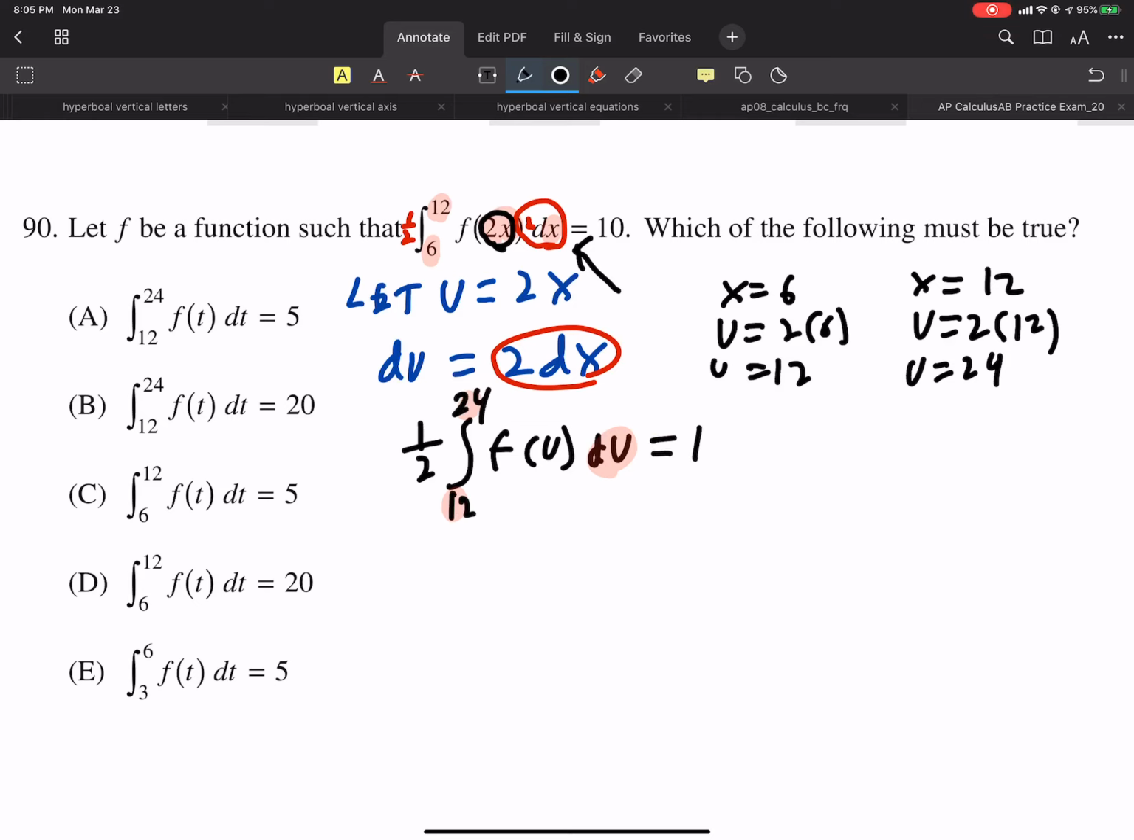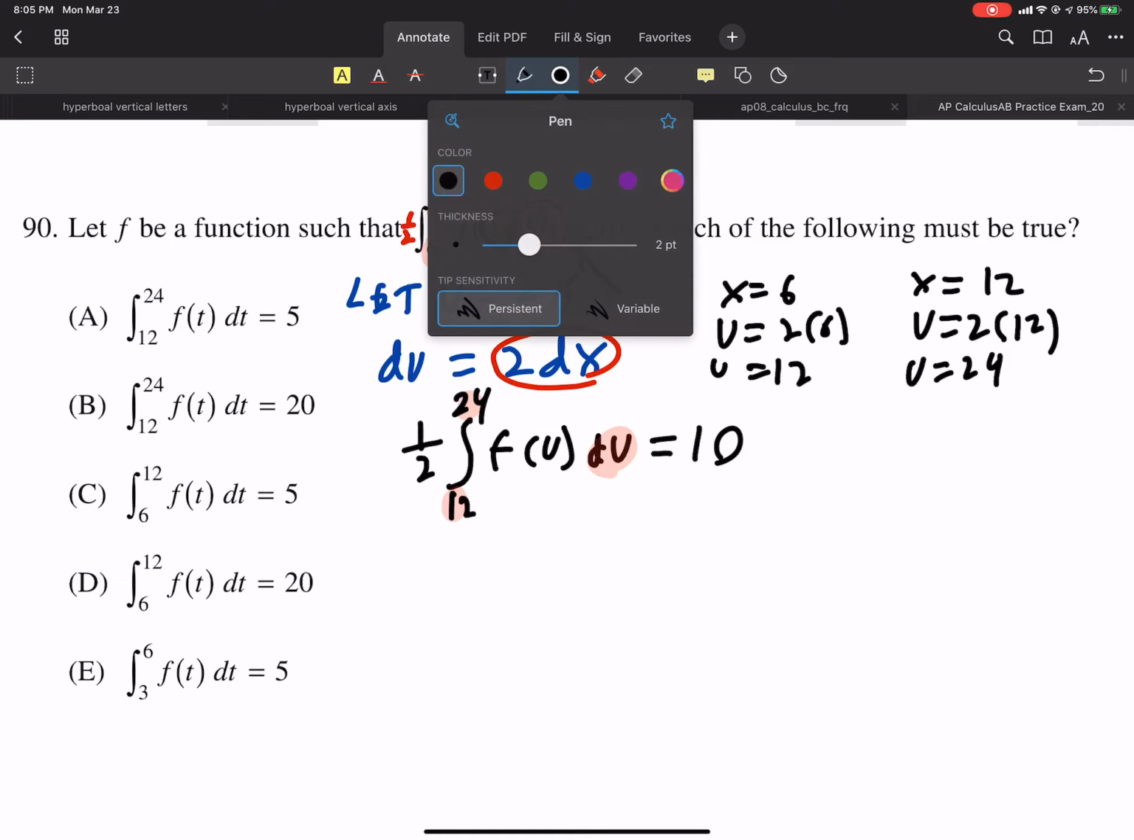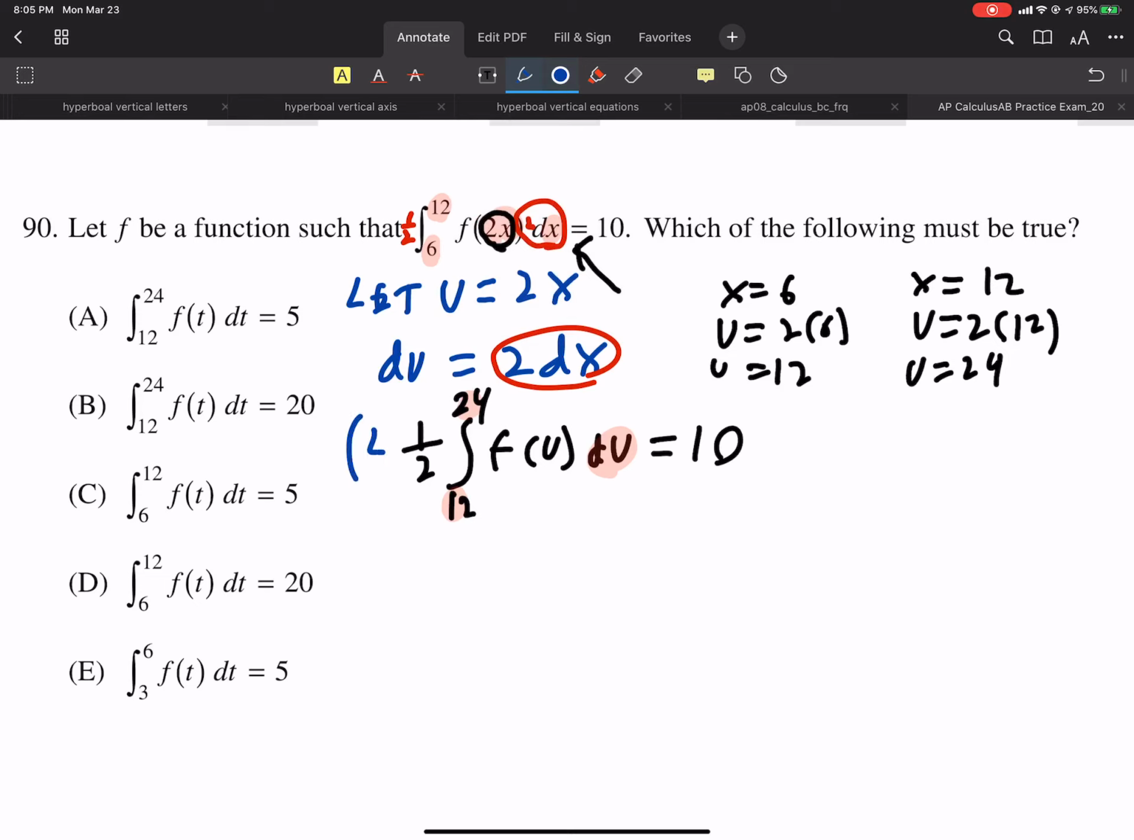And this all equals 10. I'm just substituting things out. I'm going to multiply both sides by 2 to eliminate that 1/2. And we have our final answer. The integral from 12 to 24 of f of u du is 20.